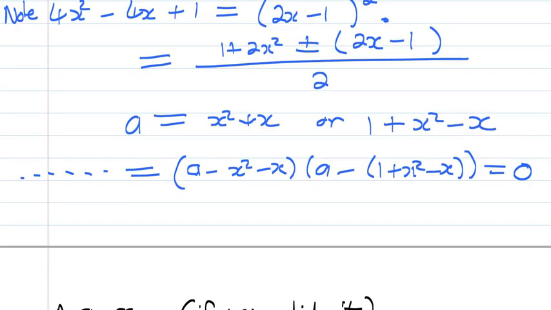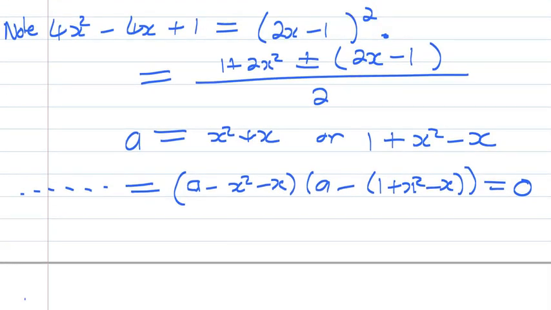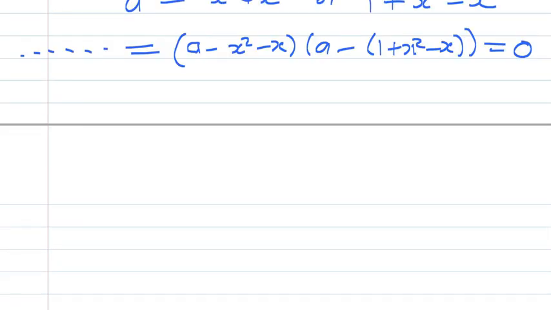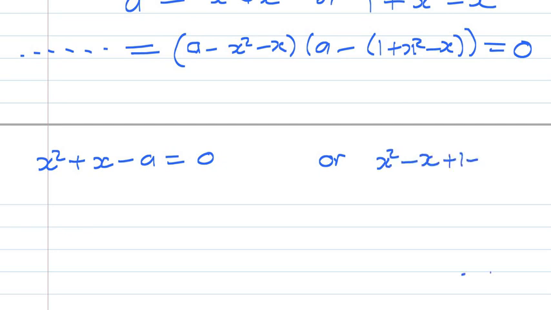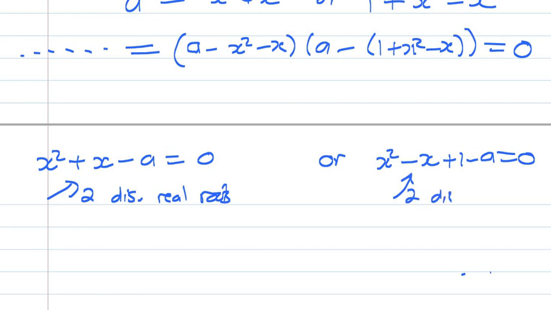All right, so we are getting somewhere. I'm going to need new space, so let me just insert a new page. So what we have is the following. We either now have x squared plus x minus a is equal to 0, or we have that x squared minus x plus 1 minus a is equal to 0. And so we want 4 real roots. So we want here 2 distinct real roots. And here we also want 2 distinct real roots.